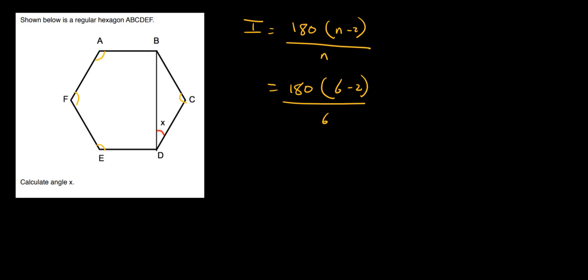So the internal angle, the formula is 180(n minus 2) divided by n. So we've got 180, it's a hexagon, which is 6, divided by 6. So we've got internal angle is 120.